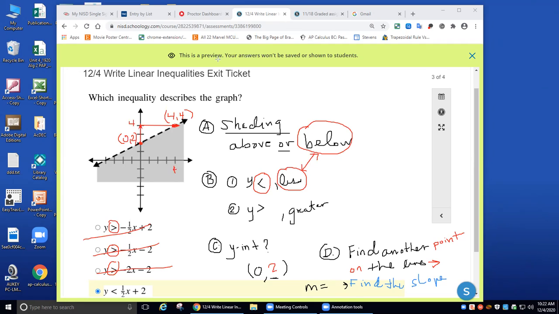Okay? I move up 2 over 4. So my slope is 2 over 4. The point that I chose, that I saw perfectly on the line, was 4, 4. But 2 over 4 can reduce to what? 1/2.